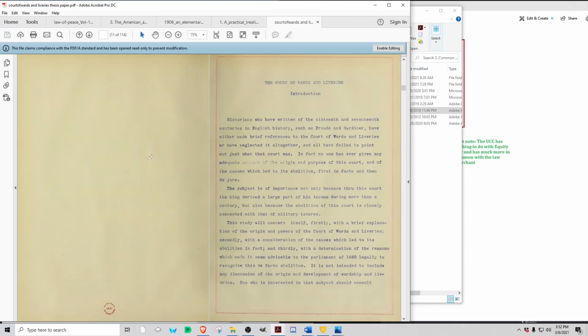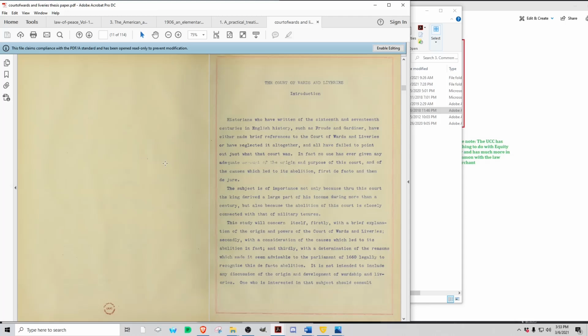Okay, historians who have written of the 16th and 17th centuries in English history have either made brief reference to the Court of Wards and Liveries, or have neglected it altogether and have failed to point out just what the court was. In fact, no one has ever given an adequate account of the origin and purpose of this court, and of the causes which led to its abolition, first de facto and then de jure. Well, I wonder why, because it's a little bit of a thorn in their side as to what the hell they were doing and still doing.